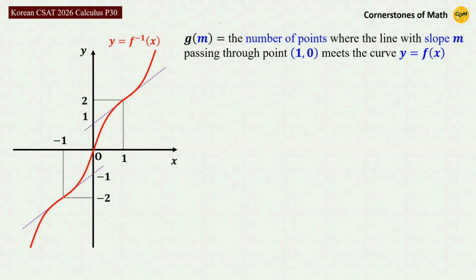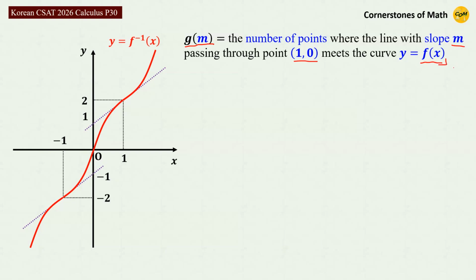Now that we have the entire graph as well as the mathematical expression of f inverse of x, let us now move on to the next part and take a look at the definition of g of m. G of m is defined as the number of points where the line with slope m passing through point (1, 0) meets the curve y equals f of x. So we need to draw the graph of y equals f of x.